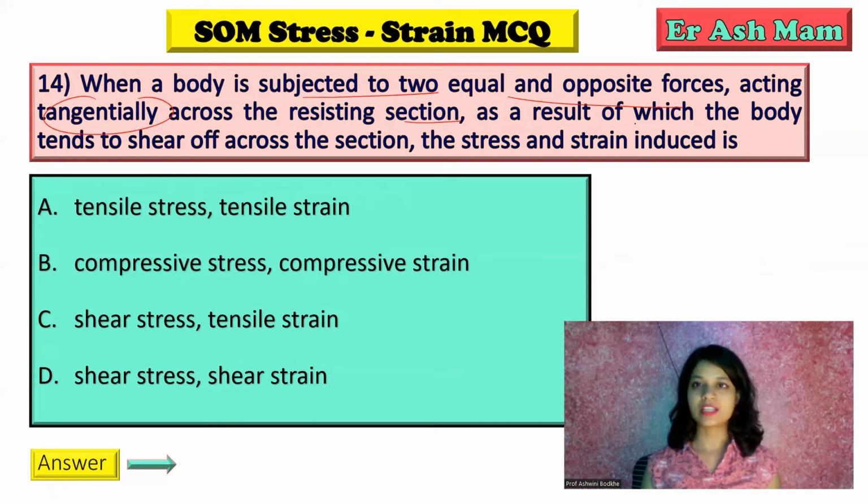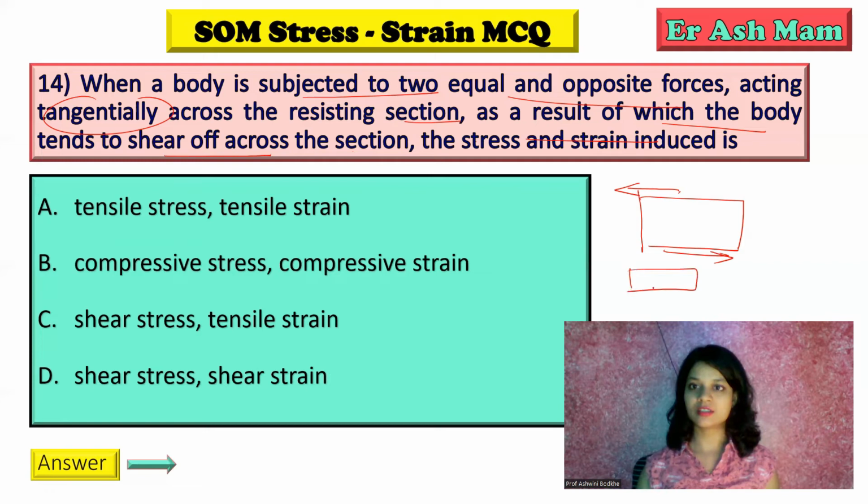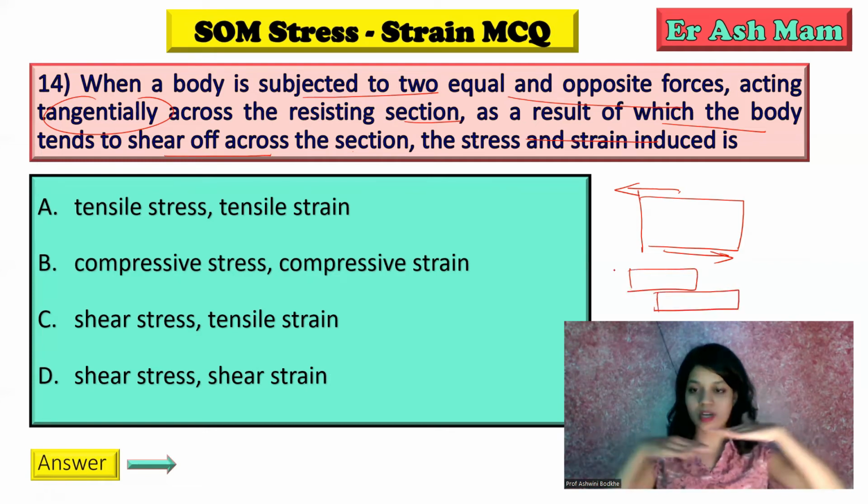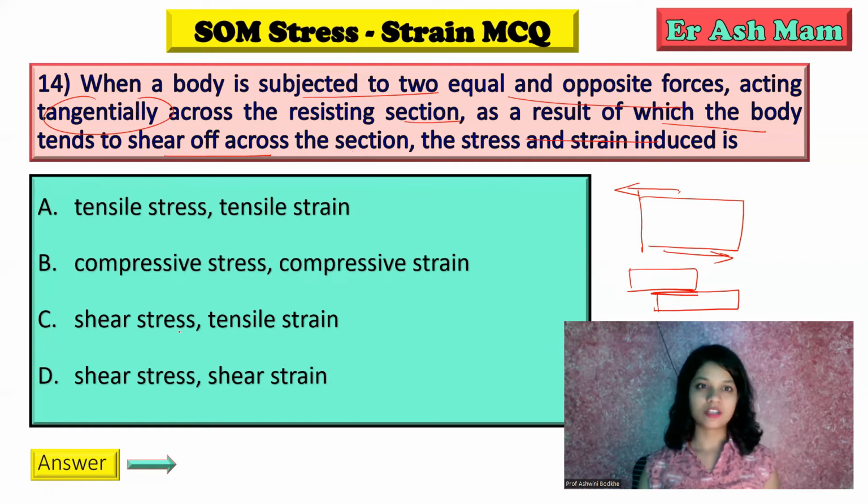Next, when a body is subjected to two equal and opposite forces acting tangentially across the resisting section, as a result of which the body tends to shear off across the section, the stress and strain induced is. For example, if two forces act tangentially, then this block will be split into two parts and shear force will develop at this section. Therefore shear stress will develop at this section. Therefore shear stress and shear strain. D is correct.